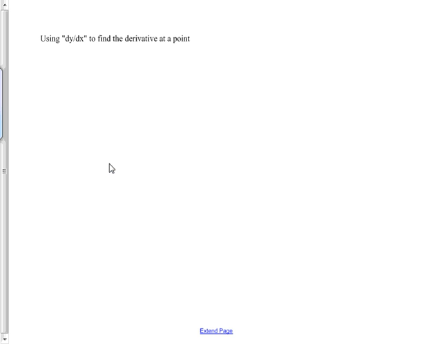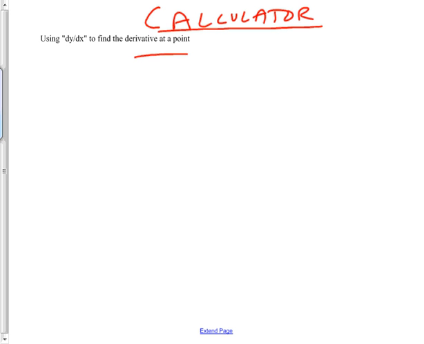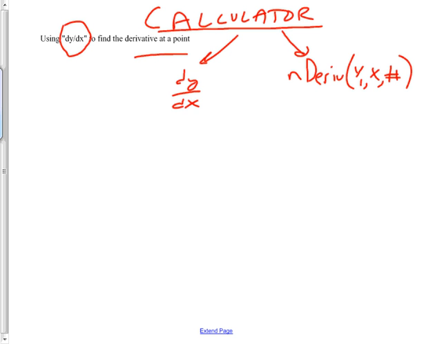Okay, another really helpful calculator tool for finding the derivative at a point is this function, dy/dx. I think it's sometimes quicker than nDeriv. One way that we looked at before is nDeriv: y1, comma, x, comma, the number. And now we're looking at this function dy/dx. I think dy/dx sometimes will be quicker, sometimes won't be.